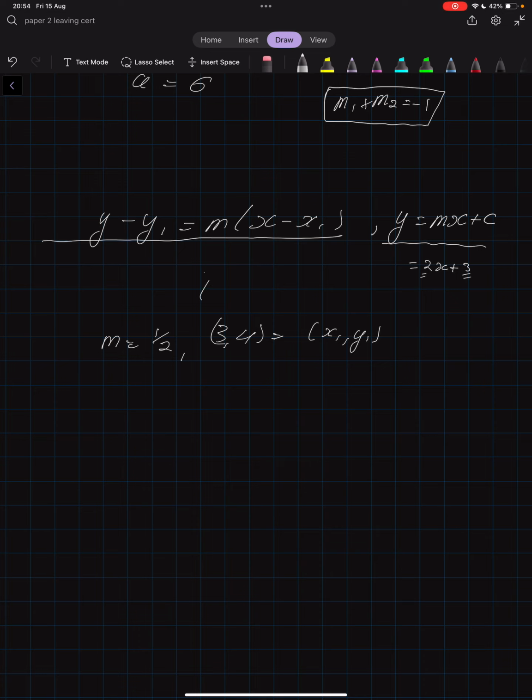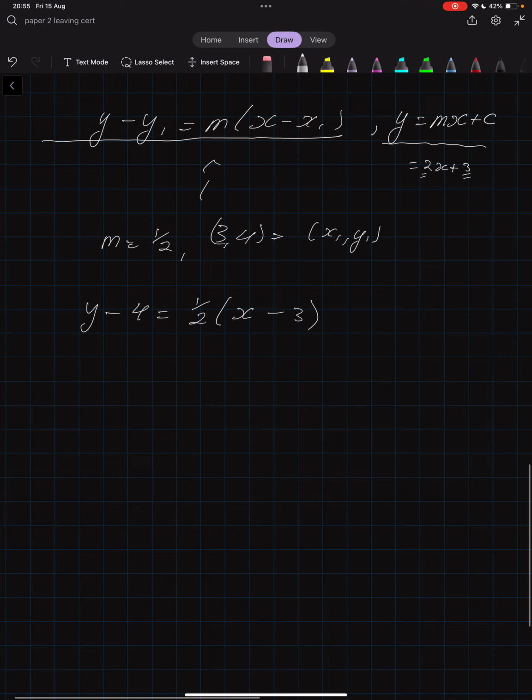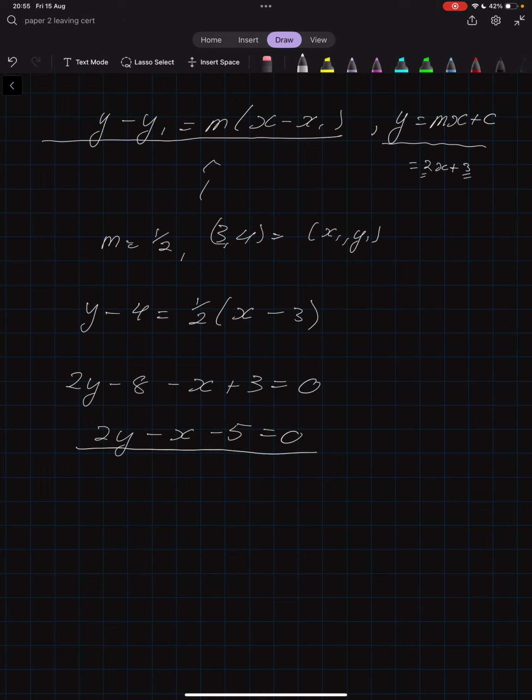If I plug that into this equation, I get y minus 4 equals a half into x minus 3. Multiply both sides by 2 and bring it over. I get 2y minus 8 minus x plus 3 equals 0. So I get 2y minus x minus 5 equals 0. So that's the equation of the line.